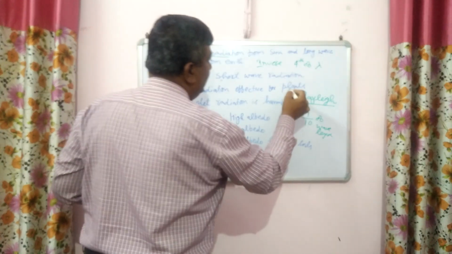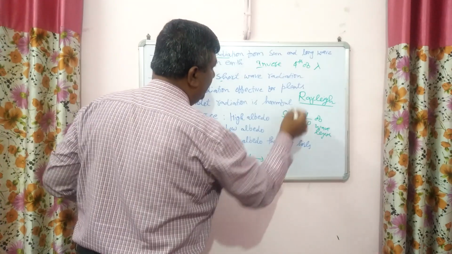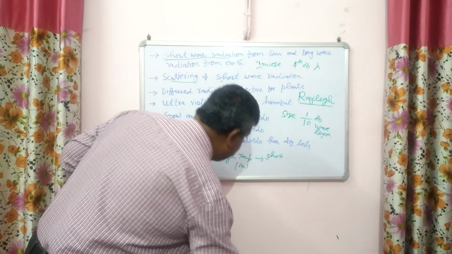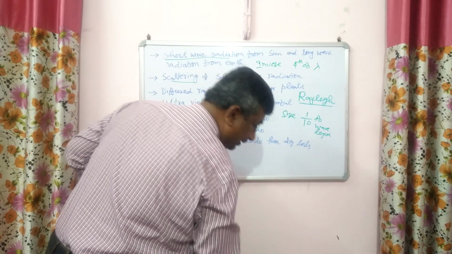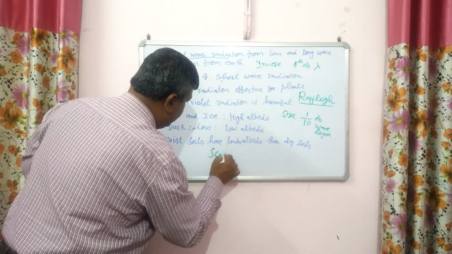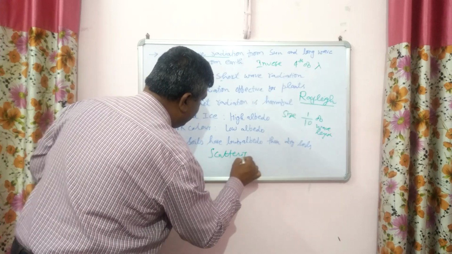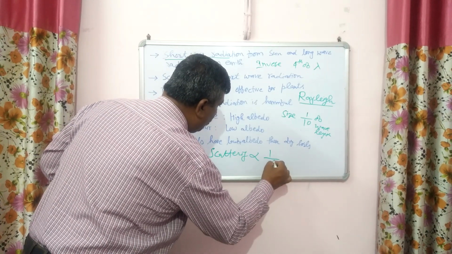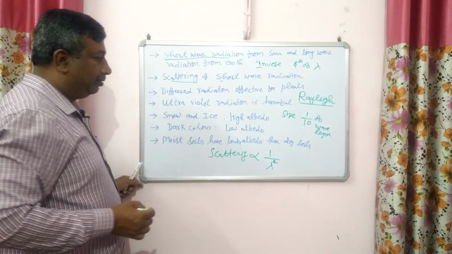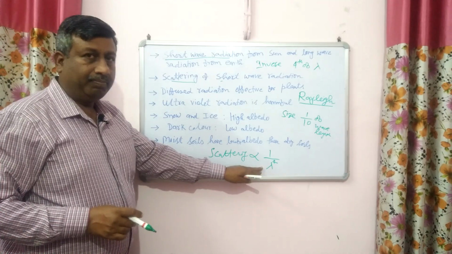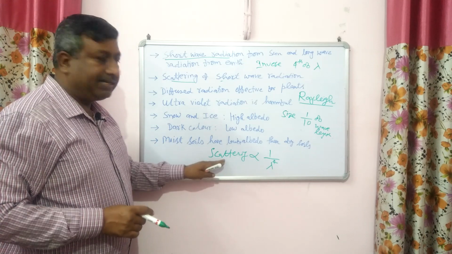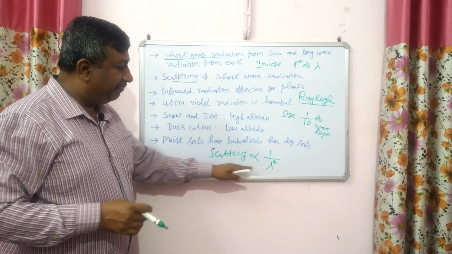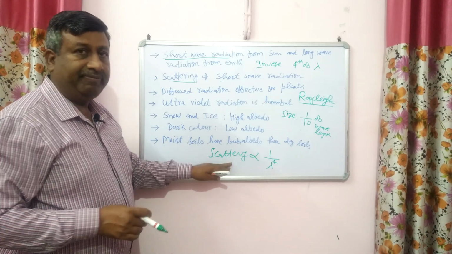It means scattering is inversely related to the fourth power of wavelength. So if the wavelength is more, then scattering will be less, and if the wavelength is less, then scattering will be high.